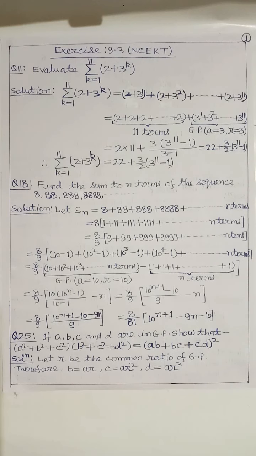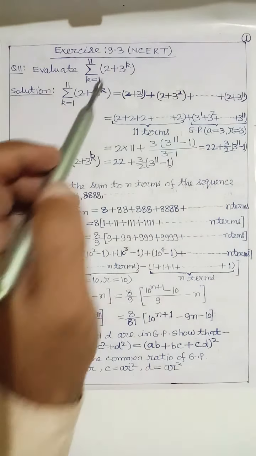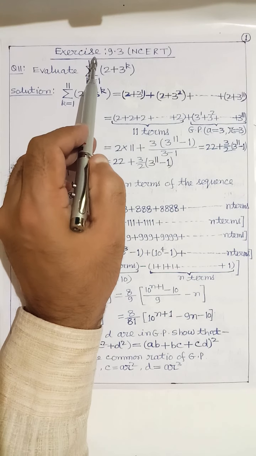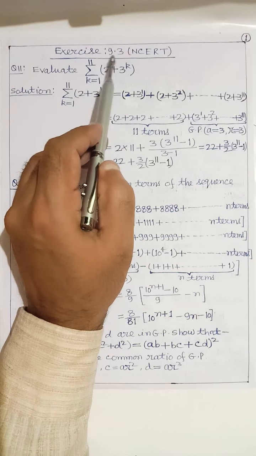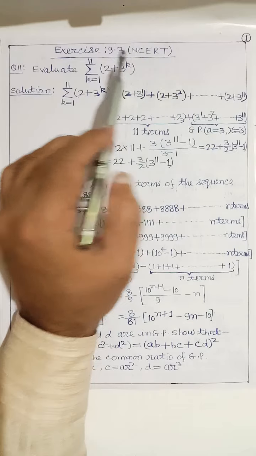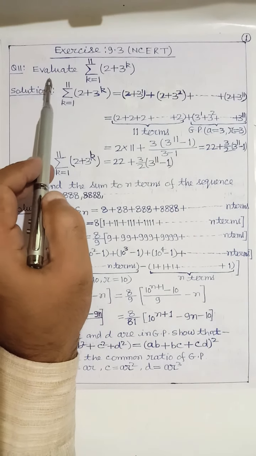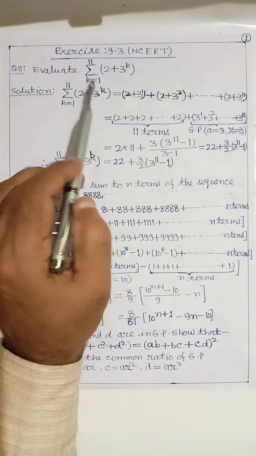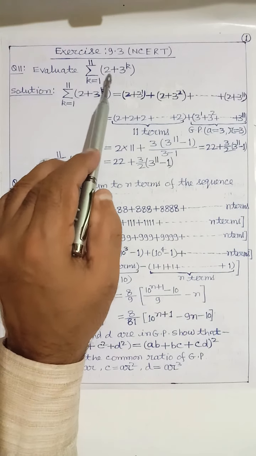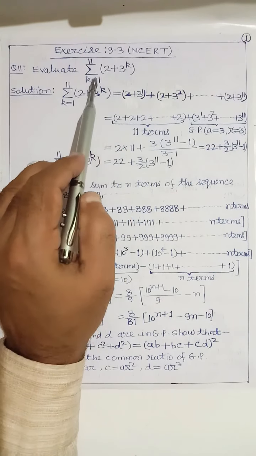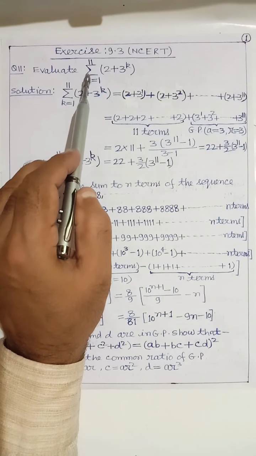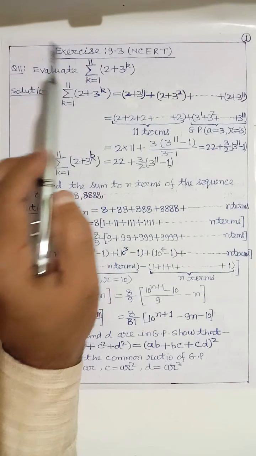Today I am going to discuss the solutions of the questions of exercise 9.3 from NCERT. Question number 11: evaluate sigma 2 plus 3 to the power k, where k varies from 1 to 11. Here it is also called a summation.